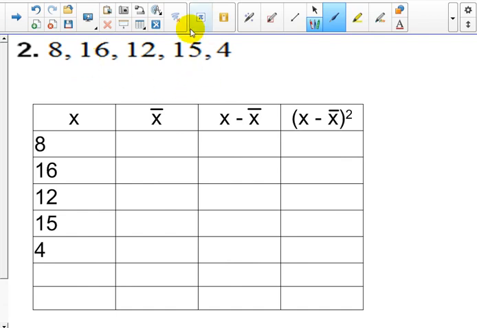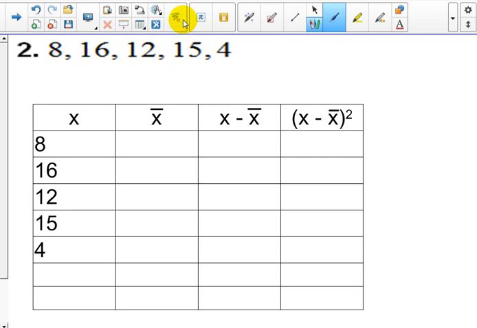Let's look at number 2 and work number 2 together. They give us in our workbook 8, 16, 12, 15, and 4. So I've already typed those in here in my first column: 8, 16, 12, 15, and 4. Now what's the average of those? Let's add these up real quick and divide by how many elements we have: 1, 2, 3, 4, 5 again.